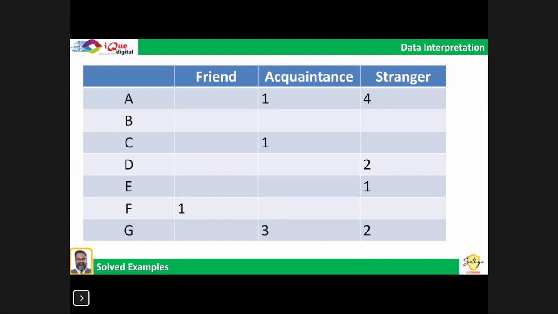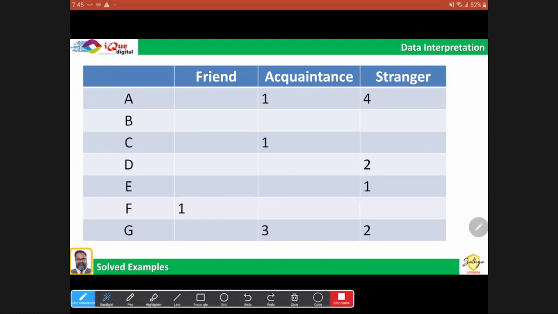I'm going to fill in the data now. The first thing I'm going to fill in is the information I know: the total of all these things has to add up to 6. So what can already be filled up? A has 1 and 4 already there, which means A must have one friend. For B, I don't have any data. C, D, E, F, I cannot fill in. But for G, I can. If he has 3 acquaintances and 2 strangers, 3 plus 2 is 5, and the total should be 6. That means one person in G has to be put here.